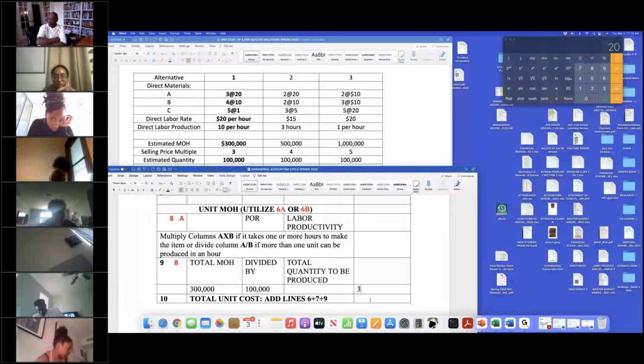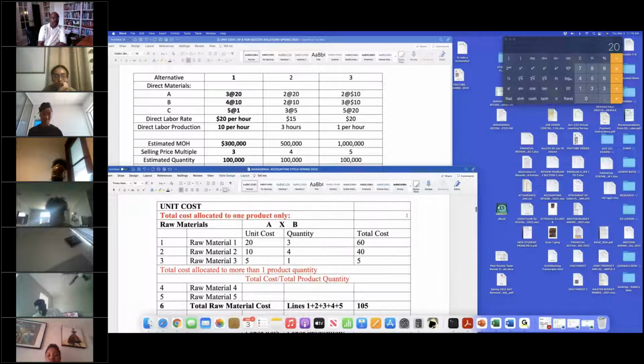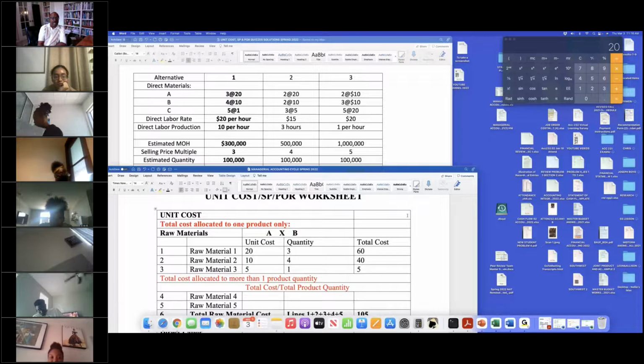Is there anybody who won't be able to do that on the quiz on Tuesday? Okay. Now I want you to go and do situation 2. So we got 110 for situation 1. And now I want you to clean the sheet out and do the same thing for situation 2. So I'm giving you 5 minutes to get situation 2 done.